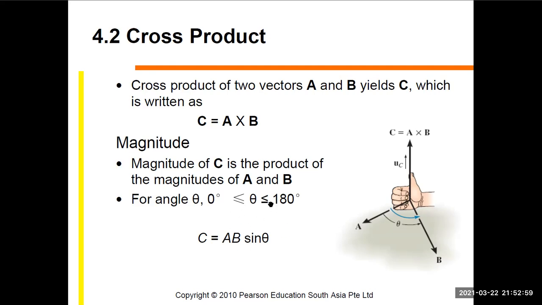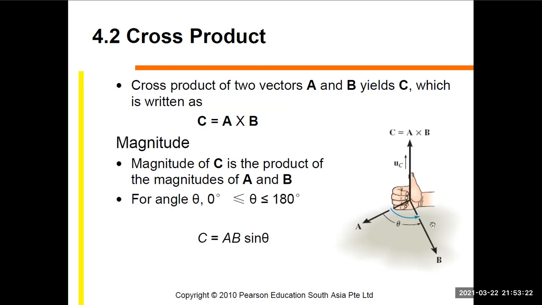The angle theta will be between 0 and 180. So C equals A times B times sin theta. This is the magnitude of the cross product. So if we say A cross B, the fingers curl from the first vector toward the other vector, which is B. So the resultant vector's direction will be along the thumb.